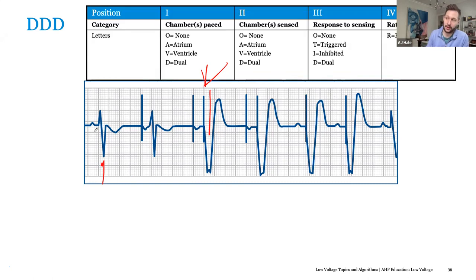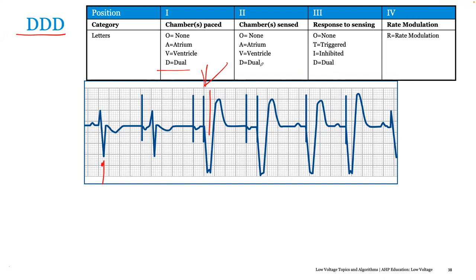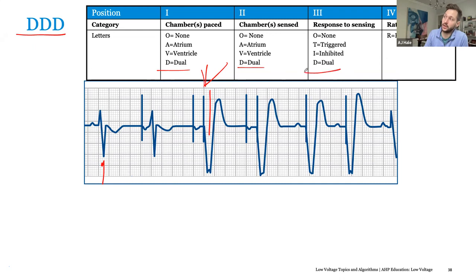So you'd asked about what mode to choose. This is going to be your gold standard mode, your DDD mode. This means you pace in the atrium and the ventricle, you sense in the atrium and the ventricle, and you respond to sensing either by triggering, or AV tracking, or inhibiting, withholding a pace because something occurred intrinsically. So in this DDD mode, an atrial event occurs. This is going to be atrial based timing. The atrial event sets an AV delay of 200 milliseconds, but before those 200 milliseconds come across, a ventricular event occurs.